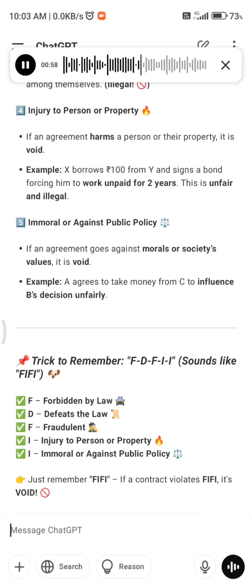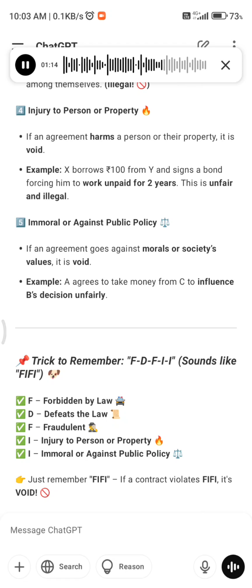4, injury to person or property. If an agreement harms a person or their property, it is void. Example, X borrows 100 from Y and signs a bond forcing him to work unpaid for 2 years. This is unfair and illegal.